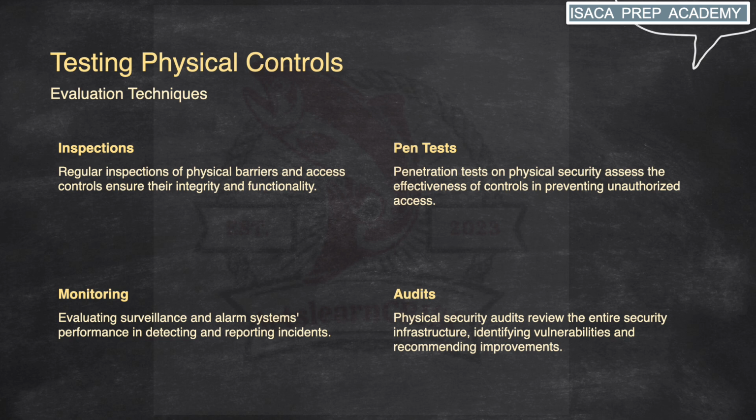Friends, the primary objective of a physical security audit is to identify areas for improvement and recommend measures to enhance the organization's security posture. This may include suggestions for strengthening access controls, improving surveillance coverage, enhancing perimeter security, or implementing additional security measures to mitigate identified risks.